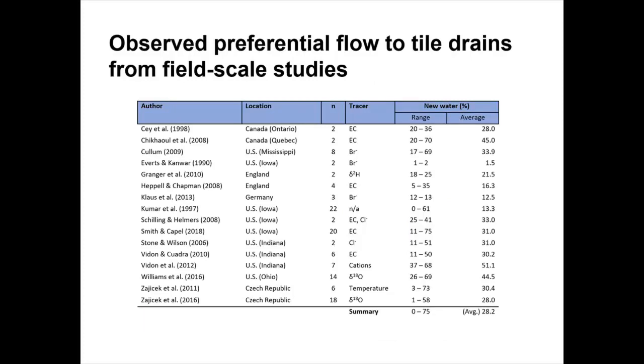When we specifically talk about tile drains, this table is not meant to be something you necessarily need to read, but it shows that there are a lot of documented cases where people have observed preferential flow to tile drains, and the locations vary widely. Just on this table, in the United States, we have Mississippi, Iowa, Indiana, and Ohio, with studies done in all those states. We have Ontario and Quebec, England, Germany, and the Czech Republic. All of these studies have shown at least some degree of preferential flow to tile drains.